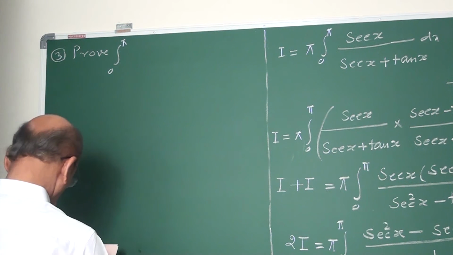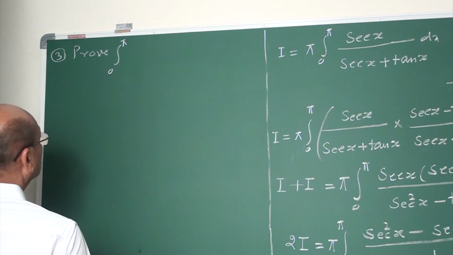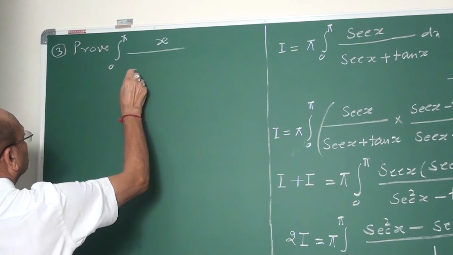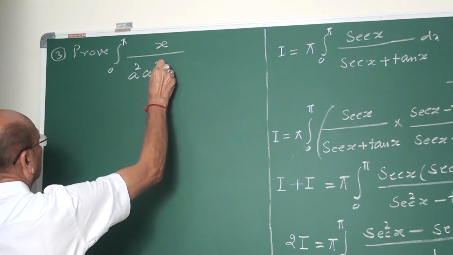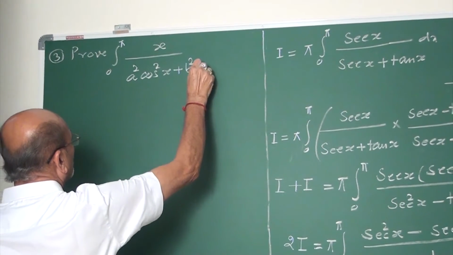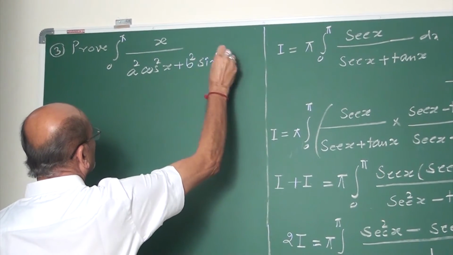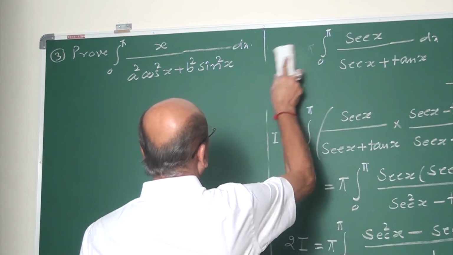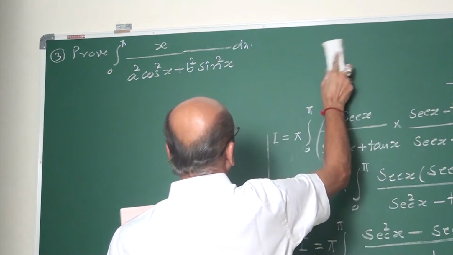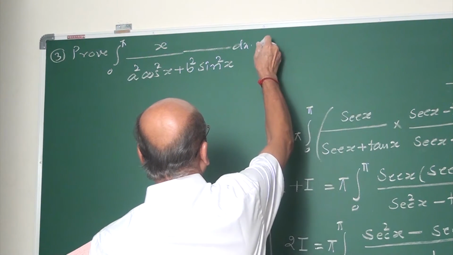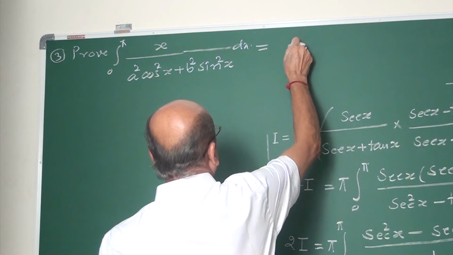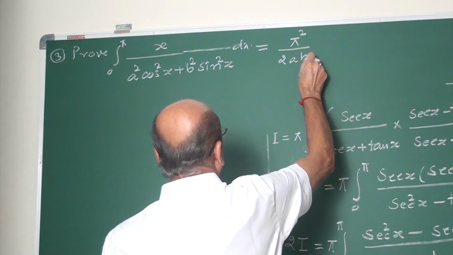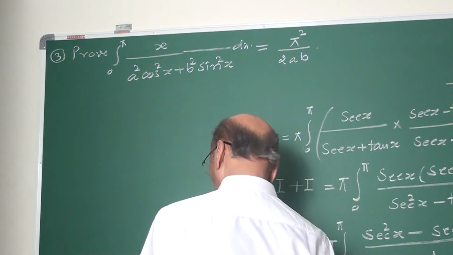Prove integral 0 to pi, x upon a square cos square x plus b square sin square x dx, equal to pi square upon 2ab. This we want to prove, my friends.